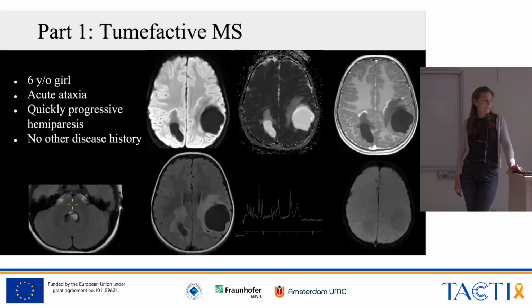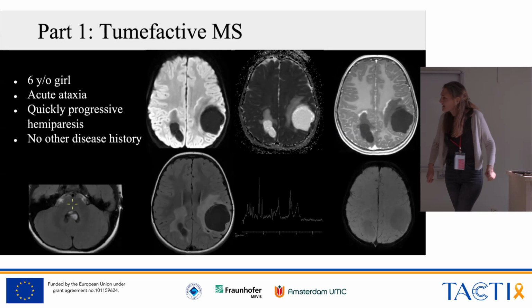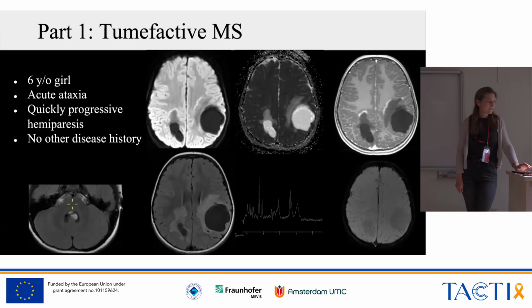This is an example of our own clinic. A 6-year-old girl had acute ataxia and came from a peripheral hospital with the question, did she have a cerebellar infarction? Because this is where ataxia sits, yeah? And she got this MRI. We did not find anything in the cerebellum, as you can or cannot see on the lower left side here. So that was quite surprising.